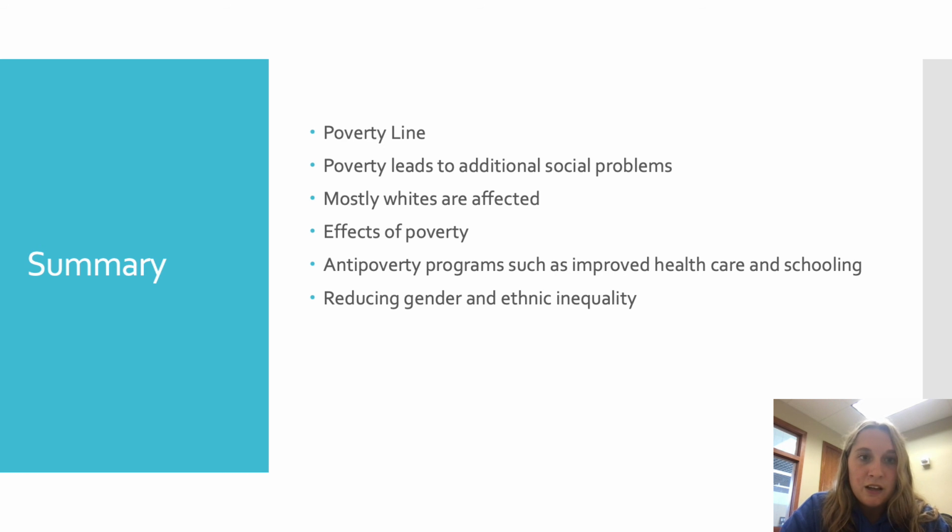So to summarize, we talked about the poverty line, how it's outdated. We talked about how poverty leads to additional social problems such as crime and unemployment. We talked about how mostly whites are affected, with the 42.8% of whites being in poverty. We talked about the number of effects of poverty. We talked about those anti-poverty programs such as improved health care and schooling. And lastly, we talked about reducing gender and ethnic inequality from that sociologist perspective.